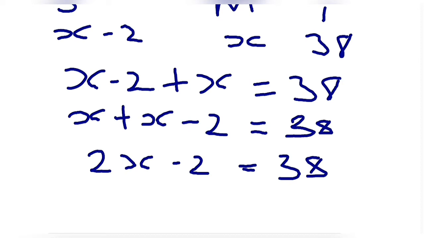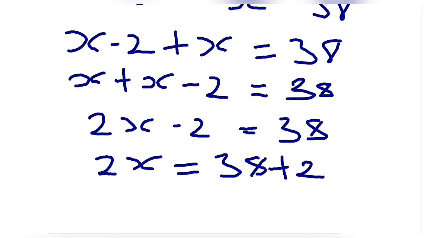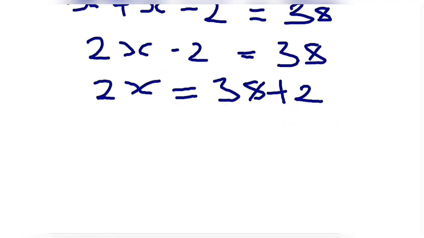We want to get X. So we should make the negative 2 cross the equal sign so that we get 38 plus 2. And because when we are crossing the equal sign, the negative becomes a positive. So let us do that. We shall now have 2X equals 38 plus 2, which will give us 2X equals 40.